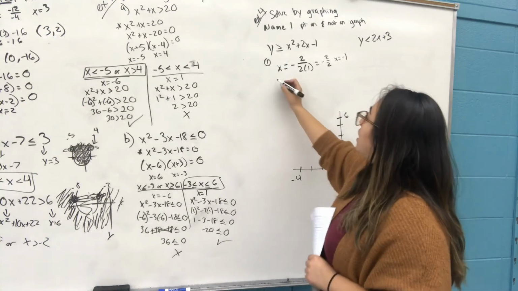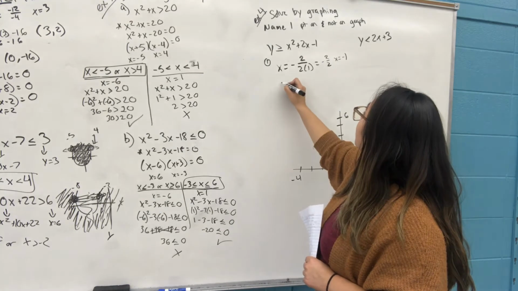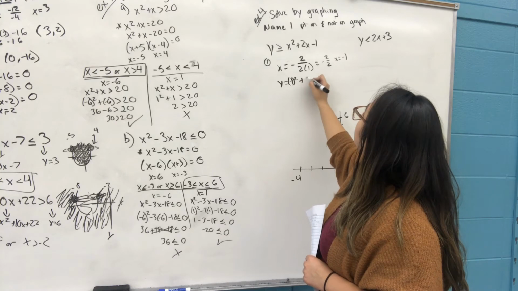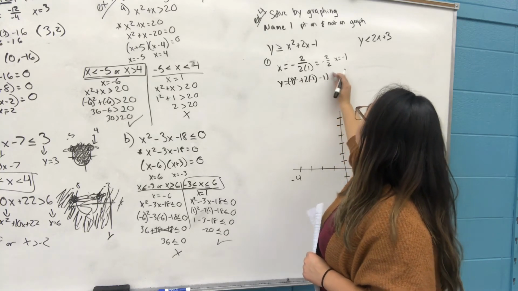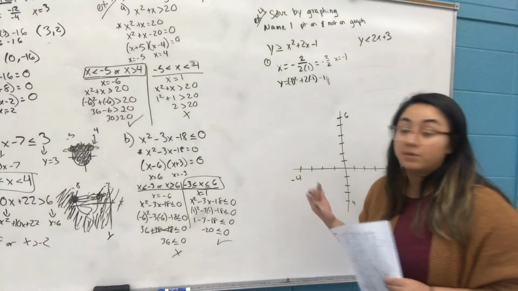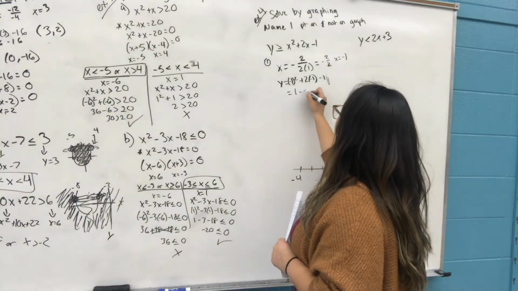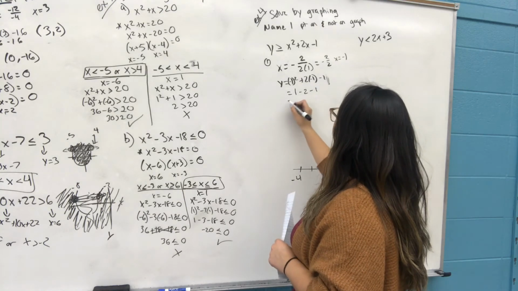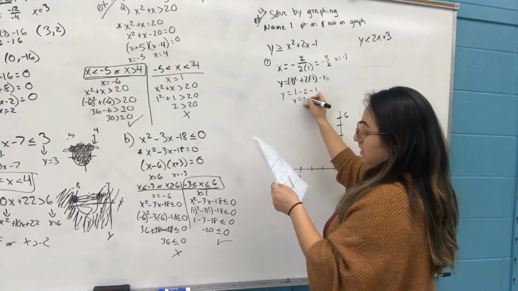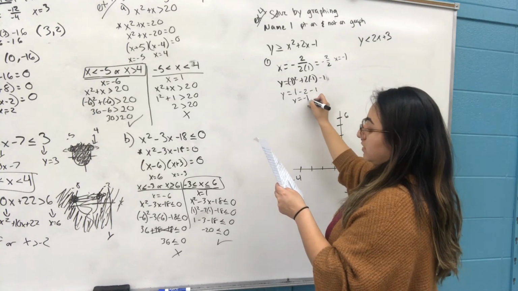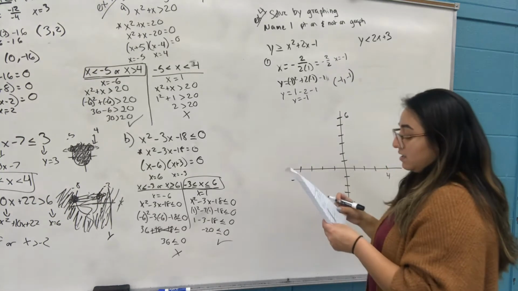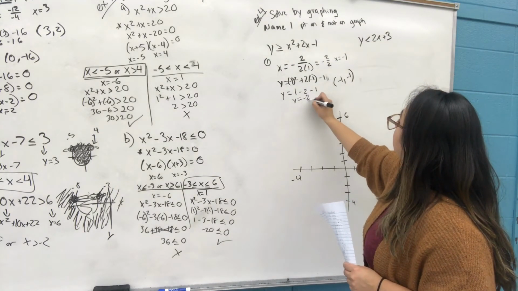Next, we solve for y so we can get our vertex point. So we get y is equal to negative 1 squared plus 2 times negative 1 minus 1. Using this equation, plug in negative 1. If it's negative 1, put parentheses around it. I get 1 minus 2 minus 1, and then y is equal to negative 2. So my vertex is negative 1 comma negative 2.